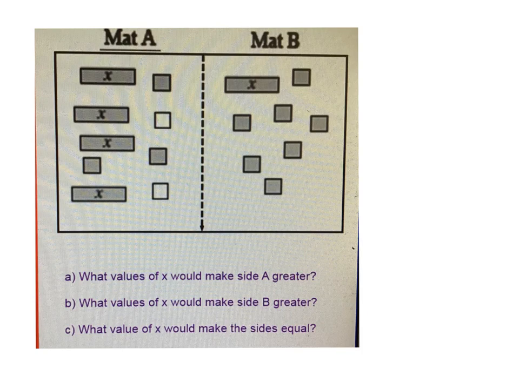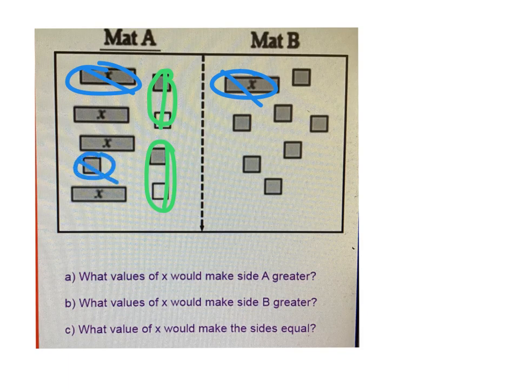Alright, our next problem, we have mat A and mat B, and we want to see which side is bigger. So I'm going to start by making some zero pairs. Zero pair, zero pair. My next legal move, I'm going to remove the same thing from both sides. So I see an X tile on both sides. That's worth the same. I don't need to worry about that. I also see a 1 tile on both sides. I can get rid of that. So let's write what we have left. On mat A, I have 3 X's. On mat B, I have 1, 2, 3, 4, 5, 6.